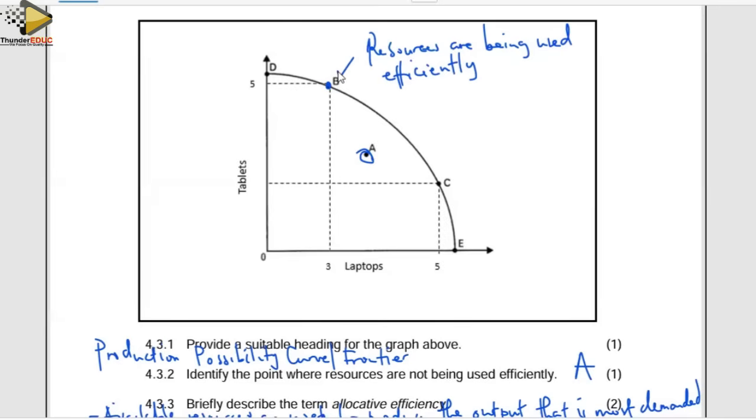Then addressing the allocative part, allocatively we are saying this economy at point B is producing 5 tablets and producing 3 laptops. That is what is demanded in terms of allocative efficiency. Right. That takes us to the next part.